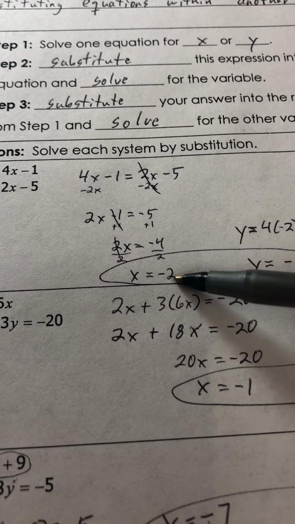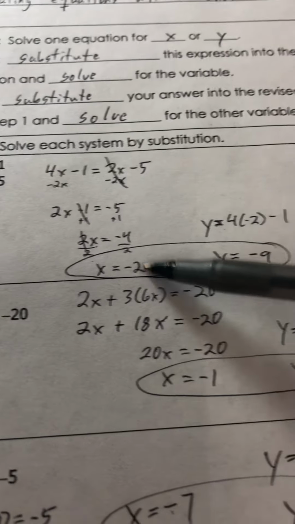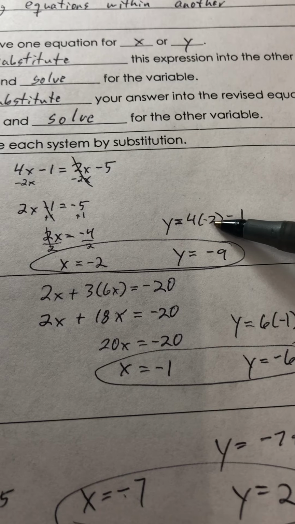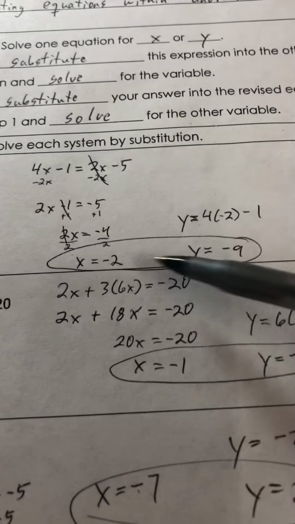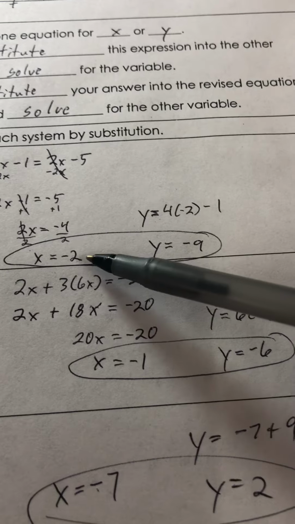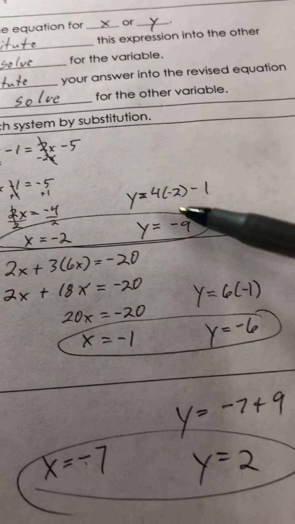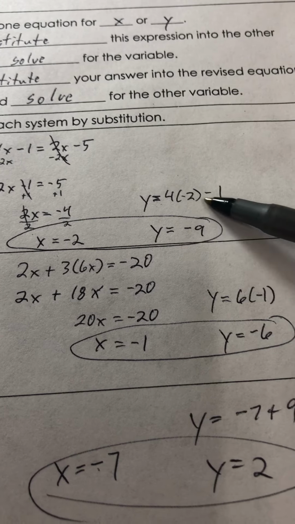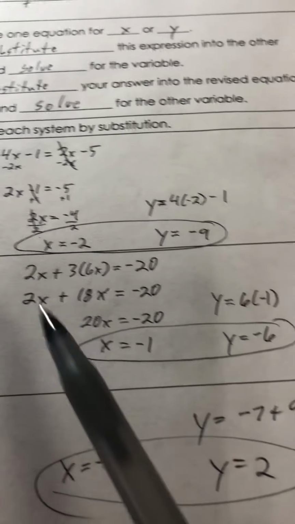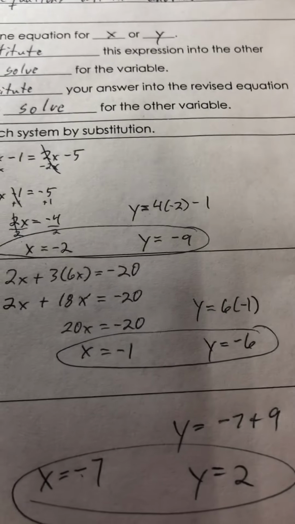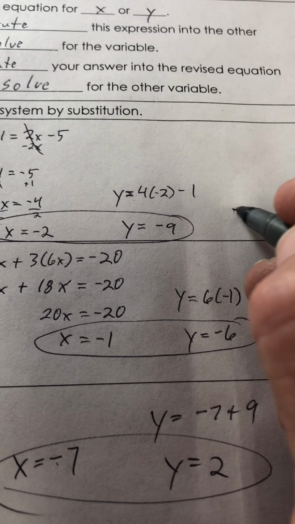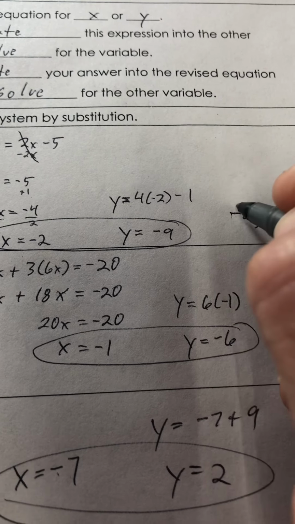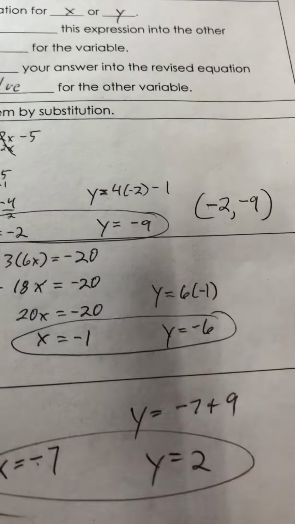Once I figure out what the variable x is, then I'm going to plug it into one of the problems. I just chose the top one, and I put in my -2 instead of x because I figured that x equals -2. So then I have 4 times -2 minus 1, and that would be -8 minus 1, which is -9. So there's my x and y coordinate where they intersect. They would intersect at this point, -2, -9.